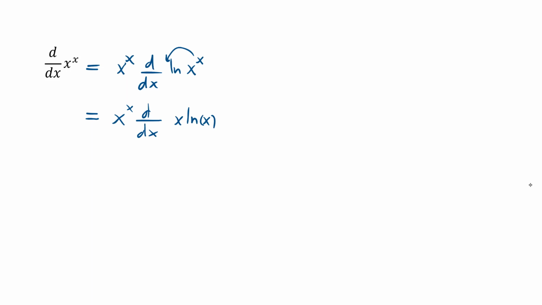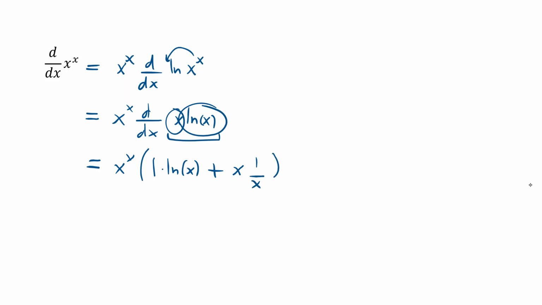And here we are going to use the product rule. So x to the x times the derivative of the first term, which is 1, times the natural log of x, plus the first term as is, times the derivative of the second term, which is, I hope you remember, 1 over x. So we can now simplify things a little bit. We have the natural log of x, and here we cancel x and x, and we get 1.